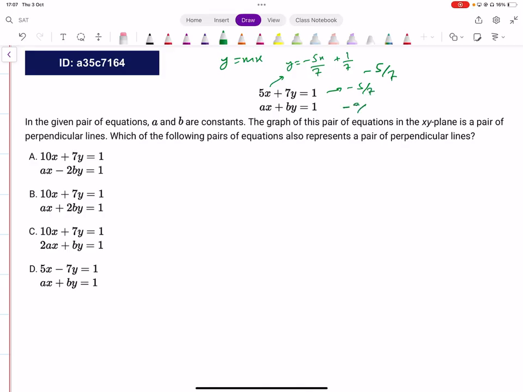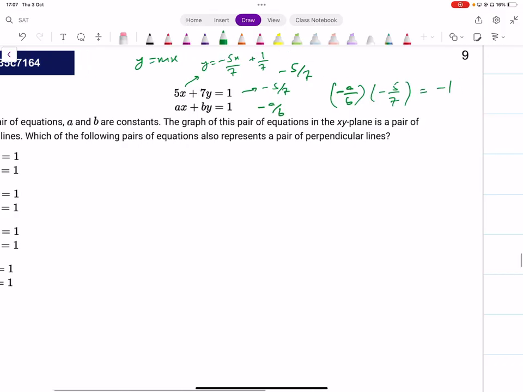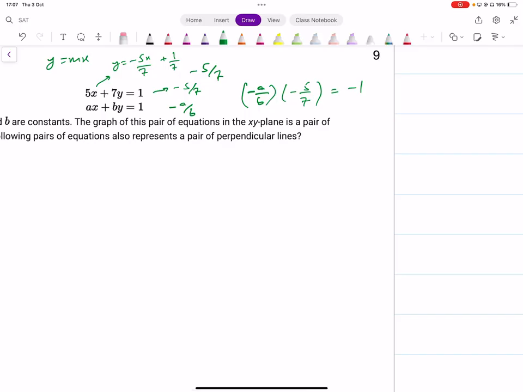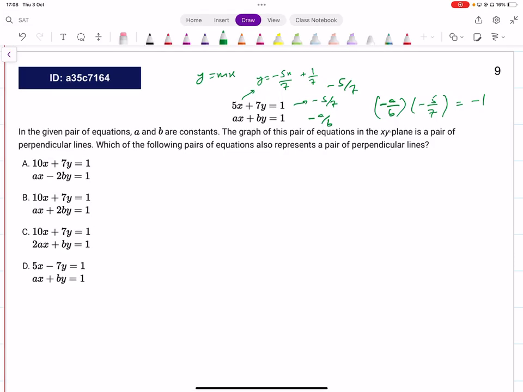The gradient of the second is minus a over b. I'm sorry. Minus a over b multiplied by minus 5 over 7 should be equal to minus 1. The minus and minus from this side get cancelled, but you'll still have 1 minus remaining there. Let's keep it like this. We know that this product is minus 1. Okay? Let's look at the other equations now.